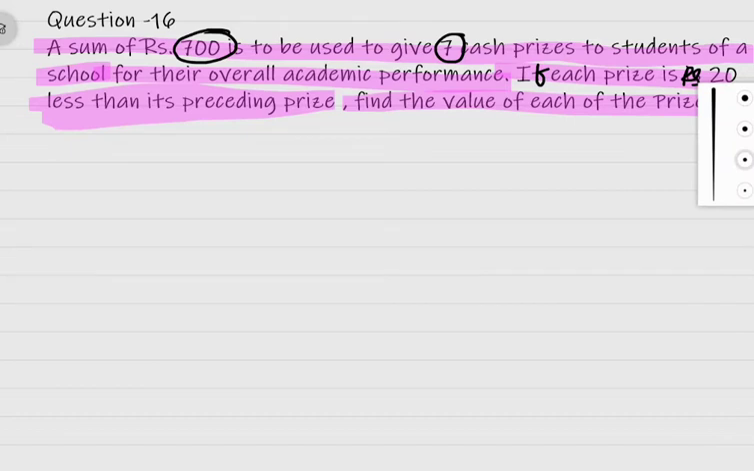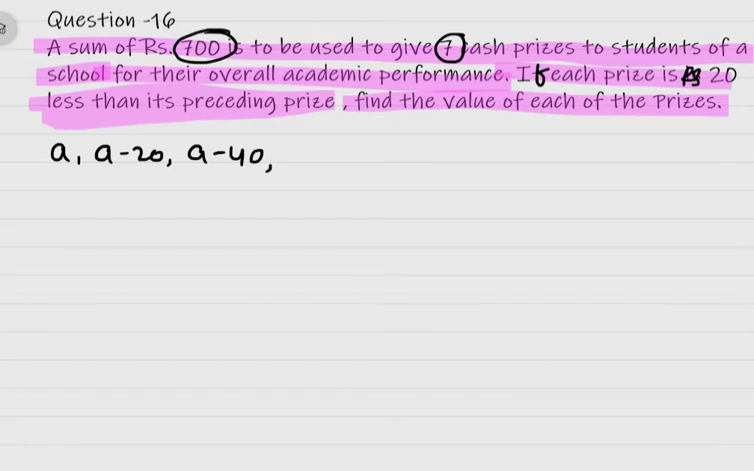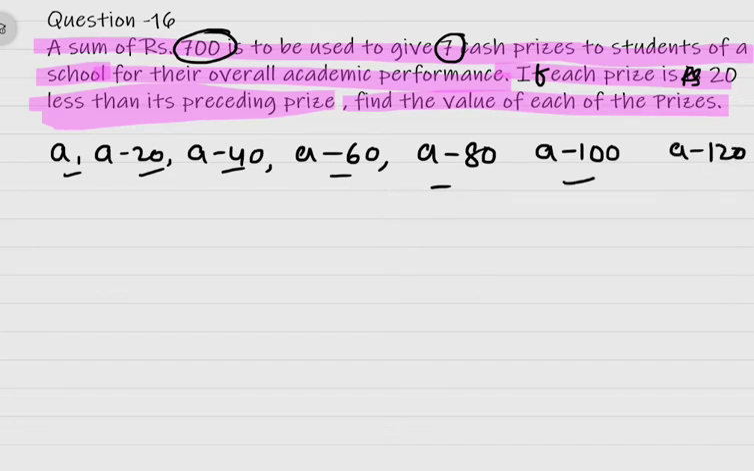Now let us see, children, since we are getting a list of 7 numbers, like A minus 20, A minus 40, so next will be A minus 60, then A minus 80, see 1, 2, 3, 4, 5, then A minus 100 and then A minus 120. These are the prizes.